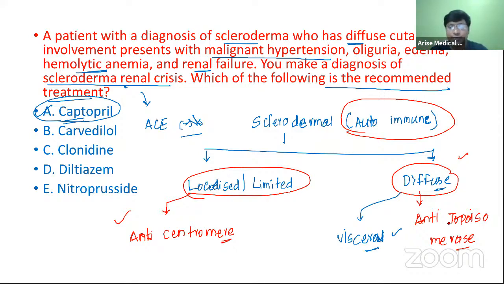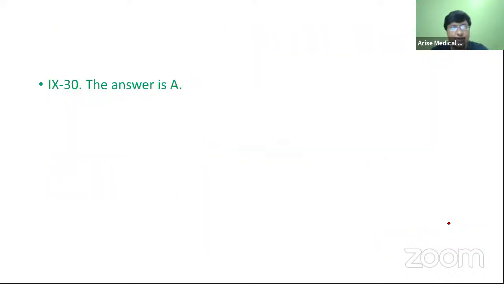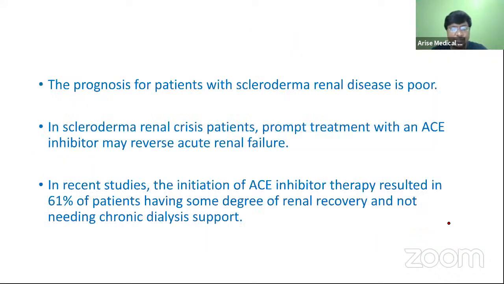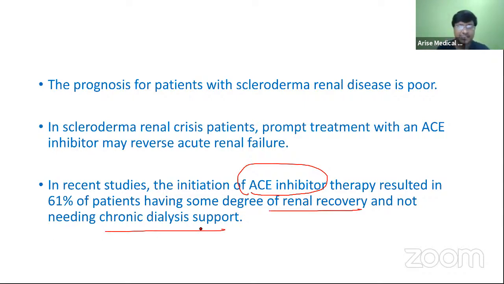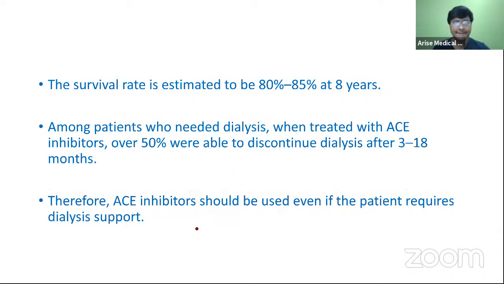So that completes the discussion of the scleroderma antibodies and how you treat scleroderma renal crisis: you need to give ACE inhibitors. Whenever you give ACE inhibitors, there is some degree of renal recovery, not needing chronic dialysis support.